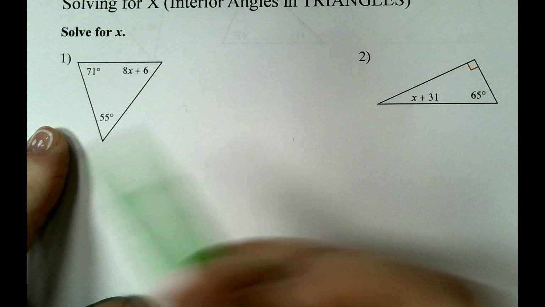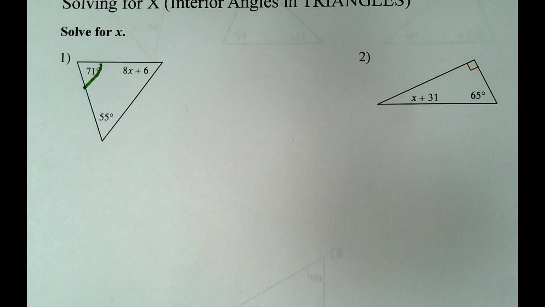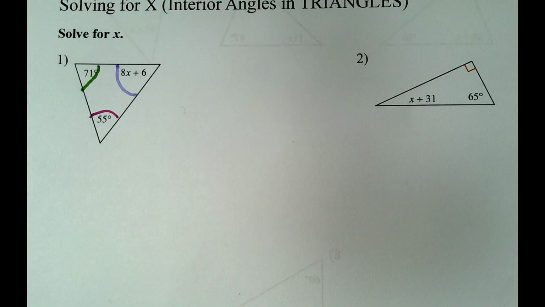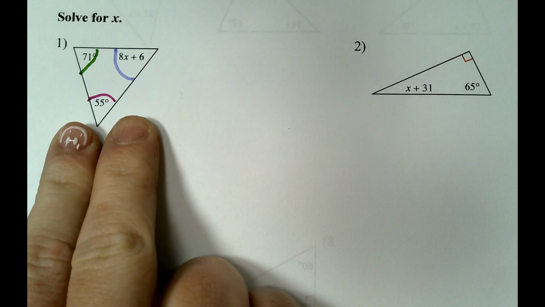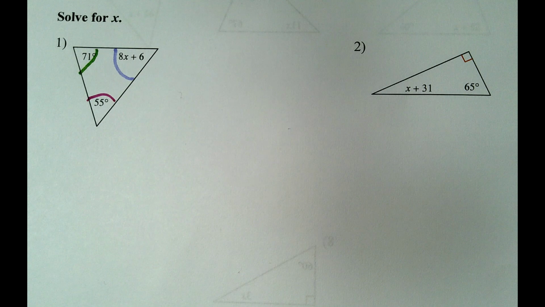So I have these 3 angles. I've got a 71-degree angle, I've got a 55-degree angle, and then I've got an angle that I don't know. If I wanted to set up an equation to solve, I'm going to show you how to do it for number 1. And as we move on to the rest, I'm going to start having you guys jump in and explain it to me and the rest of the class as well.